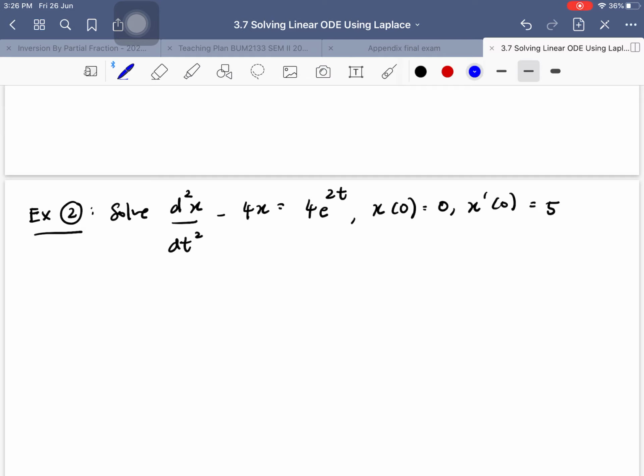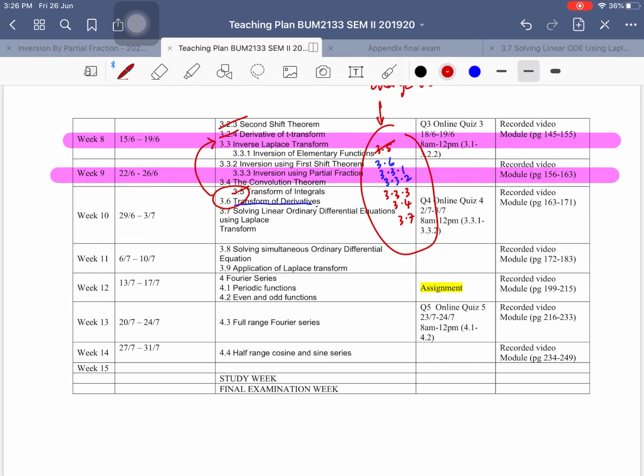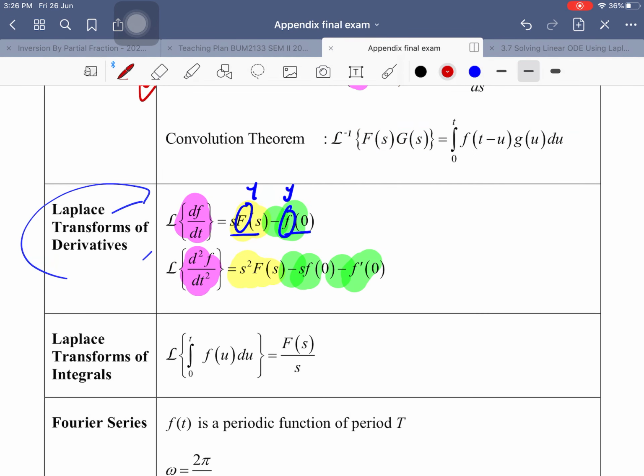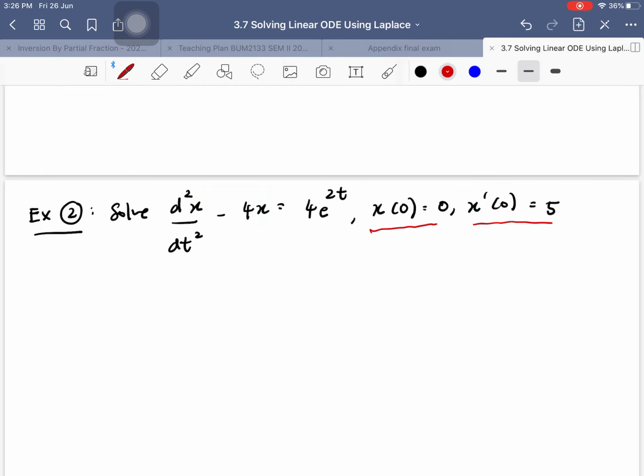When the order of the differential equation is higher, automatically the calculation is going to be more complicated as well. And if you notice right here, instead of having one initial condition, now we have two of them, because of the formula of the derivative. When you come across a second derivative for the Laplace transform, you have to substitute two initial conditions. So now let's start with the Laplace transform of both sides of the equation.